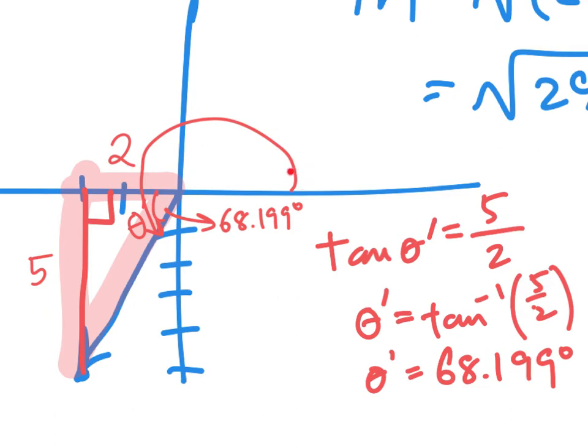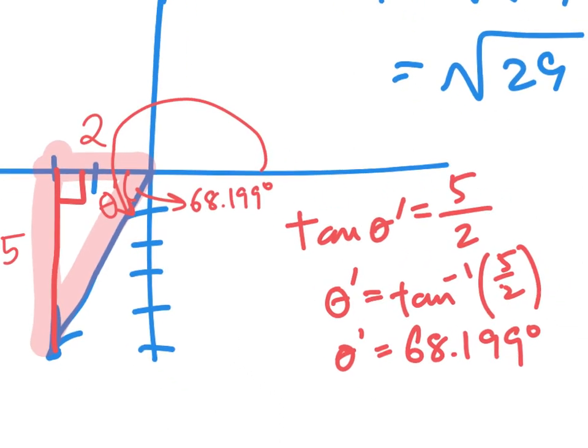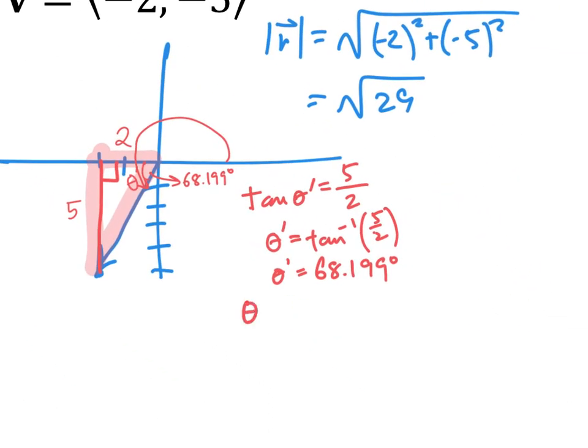The question is, how much is that? Well, that is 180 degrees, right? So then the actual angle in this case is 180 plus 68.199. So that is 248.199.